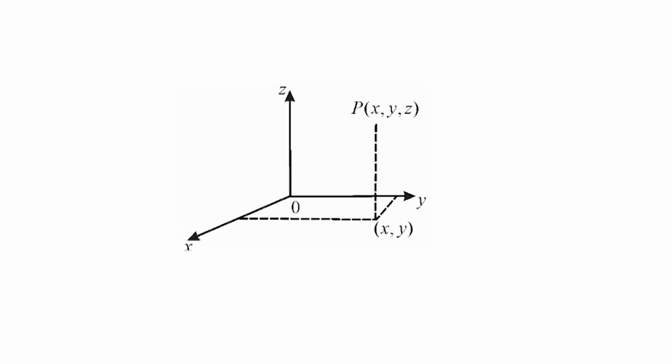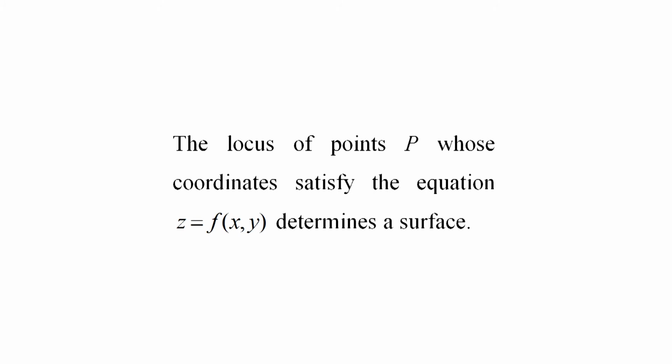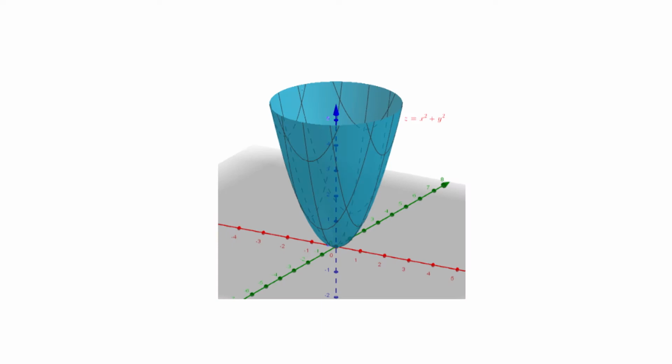From the figure, we can see that to each point (x, y) of the domain of the function f, that is, to the point (x, y) in the domain which is a subset of the xy plane, there corresponds a point P in space with the coordinates (x, y, z) where z = f(x, y). The locus of points P whose coordinates satisfy the equation z = f(x, y) determines a surface in space. For example, a portion of the graph of the function z = x² + y² is the surface shown in the figure. It is a circular paraboloid, or paraboloid of revolution.